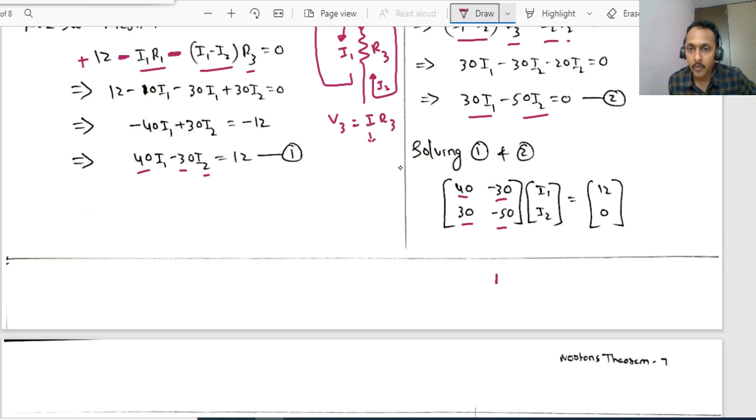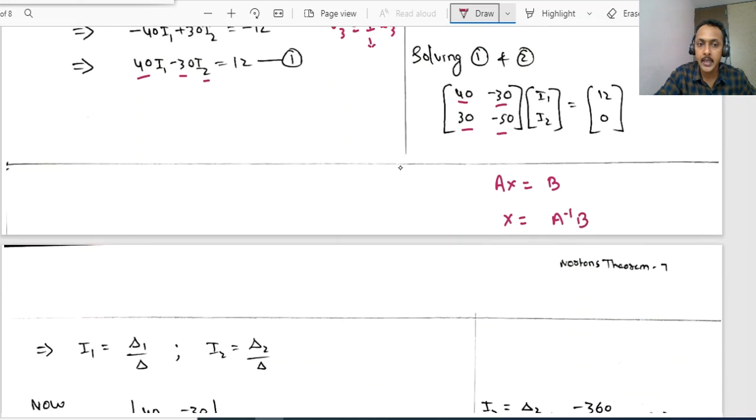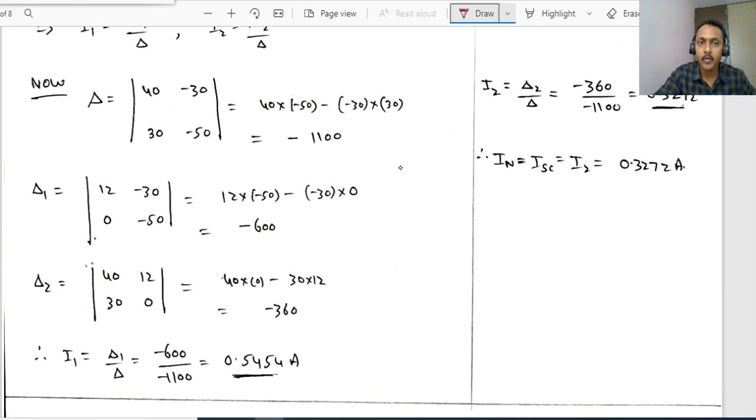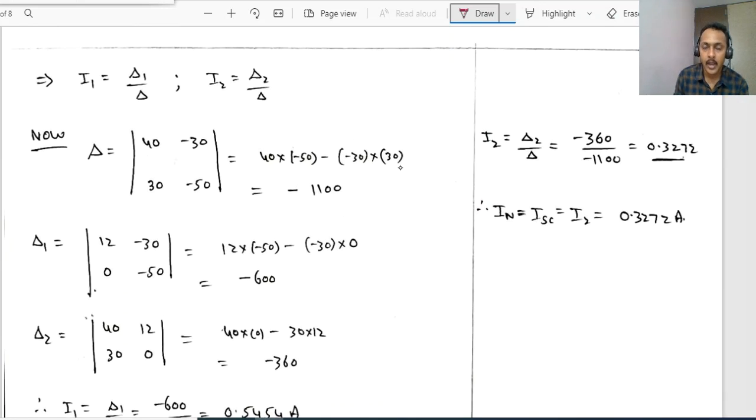This is in the form of AX equal to B. Now X will be how much, dear student? X equals A inverse into B. This is a 2 by 2 matrix in the form A, B, C, D, right? Or you can do it like this also. What will be the value of I1? Solving the 2 by 2 matrix, I1 will be delta 1 by delta. How do we get delta 1? I2 is delta 2 by delta, right? Now what is the determinant delta? The determinant of 40, minus 30, 30, minus 50.